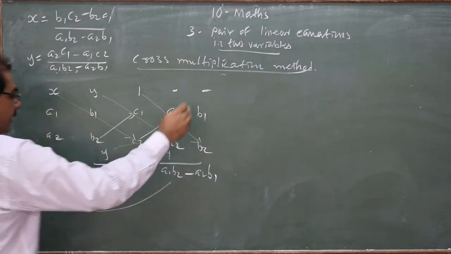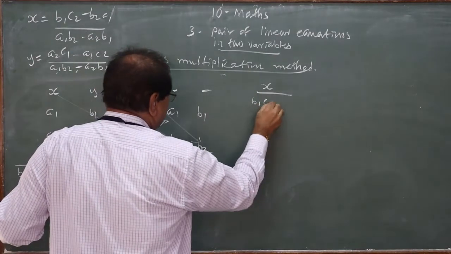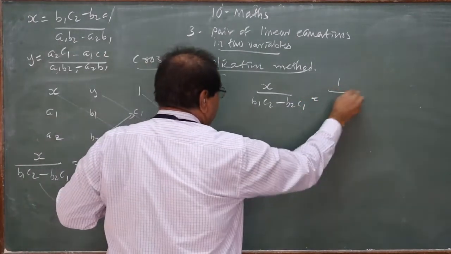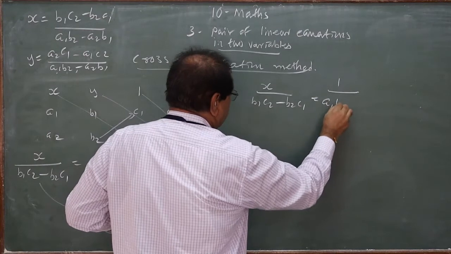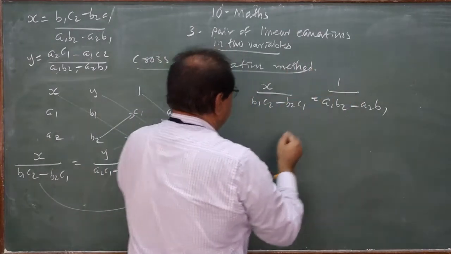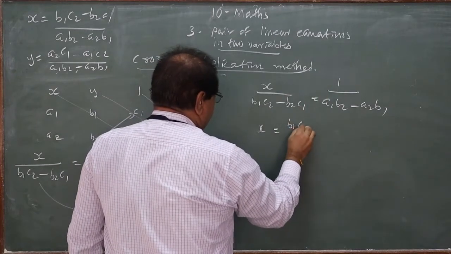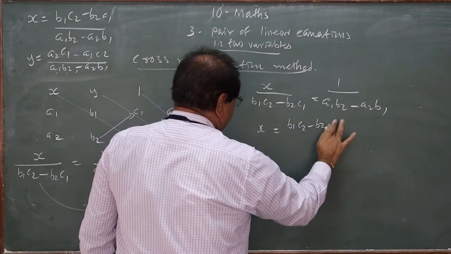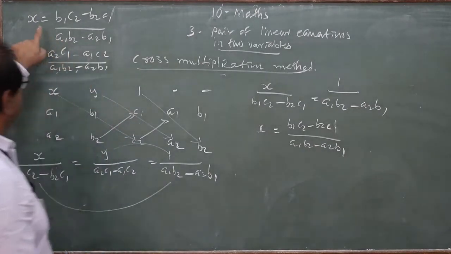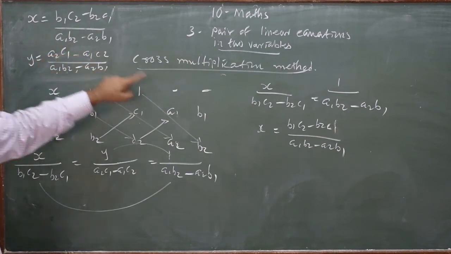what do I get? First and last, x upon b1 c2 minus b2 c1 is equal to 1 upon a1 b2 minus a2 b1. Now cross multiplication, x is equal to this much ones are this much only, so this goes up, b1 c2 minus b2 c1 upon a1 b2 minus a2 b1. Check your value of x we have got here, b1 c2 minus b2 c1, a1 b2 minus a2 b1.